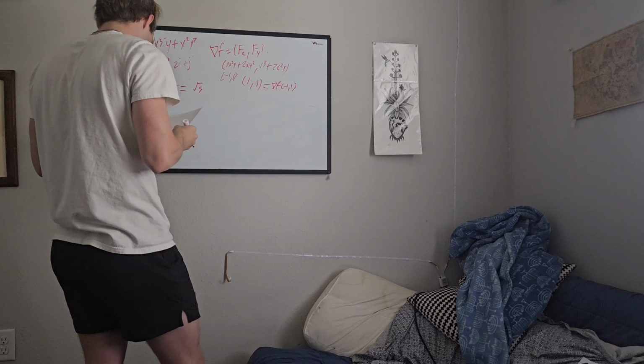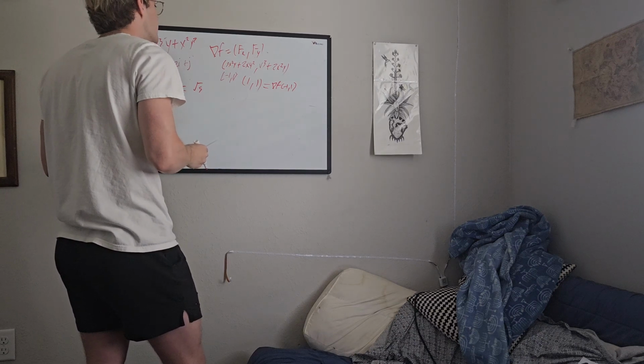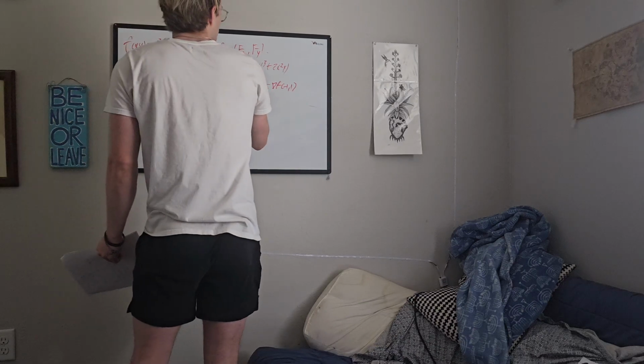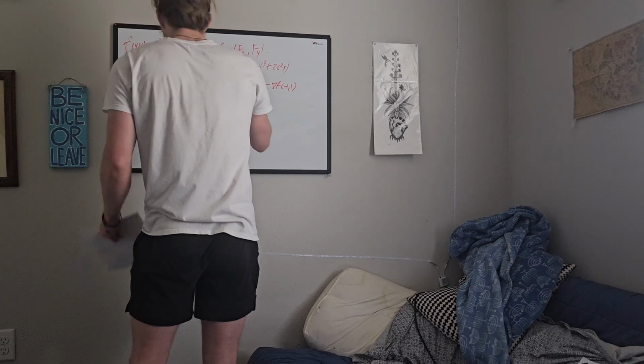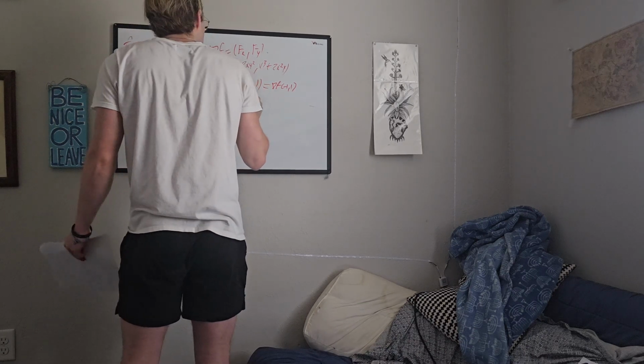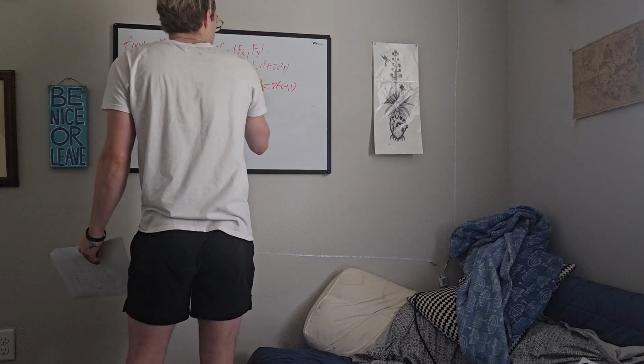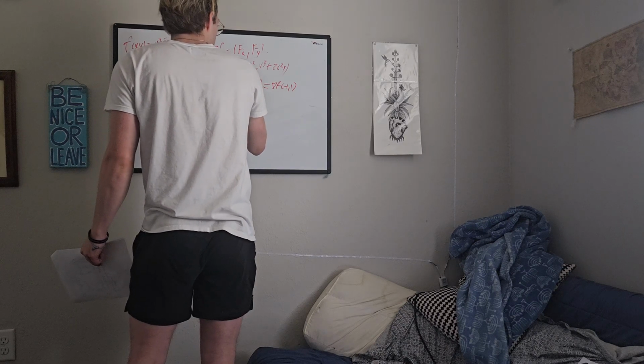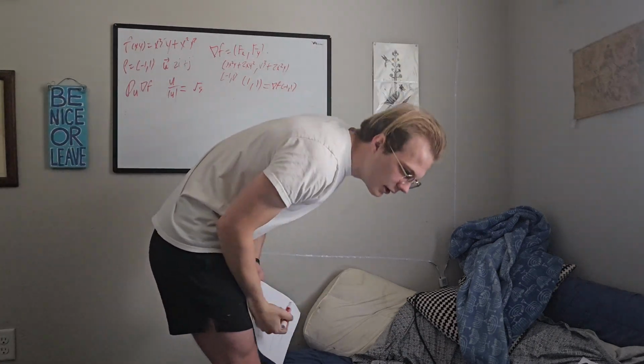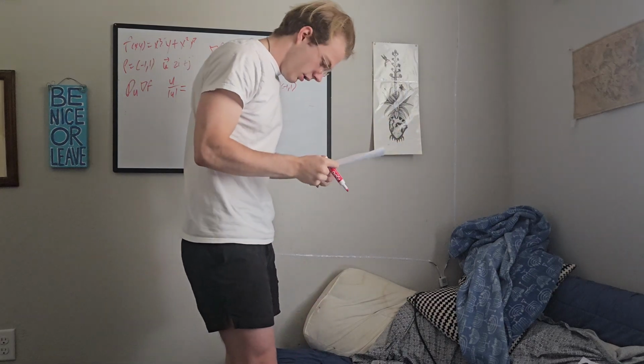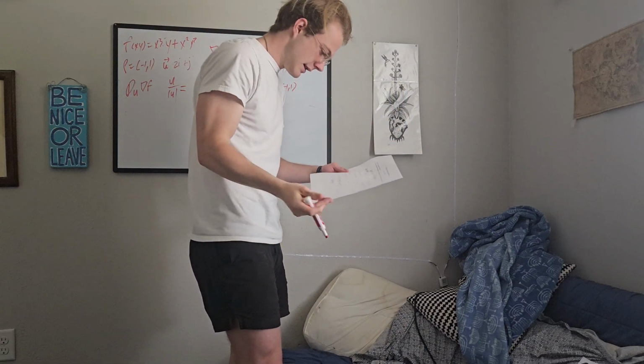Wait, it's supposed to be 5. -1. This is -1. This is +3. Did I do it wrong? I did it wrong. She gave me the points, and I did it wrong.